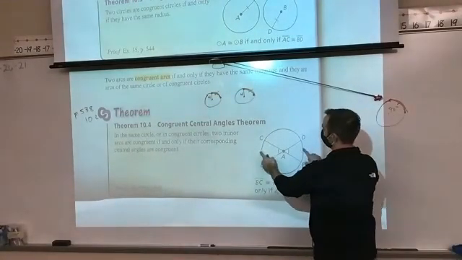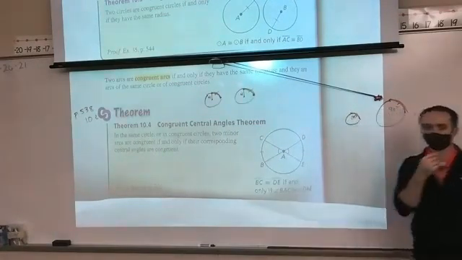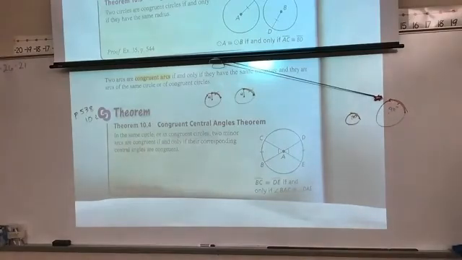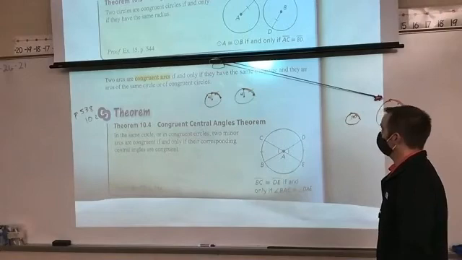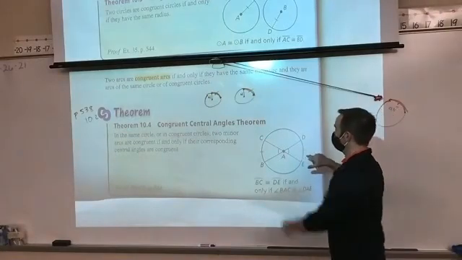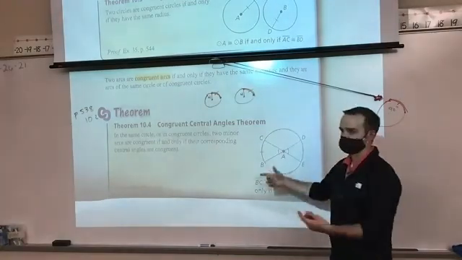All right, if we know these arcs are congruent, then the angles are congruent. If the angles are congruent, then we know the arcs are congruent. If two minor arcs are congruent, that means that the two major arcs have to be congruent. Yeah, exactly, because they're going to have the same number of degrees. So then the major arcs would have to have the same number of degrees as well.